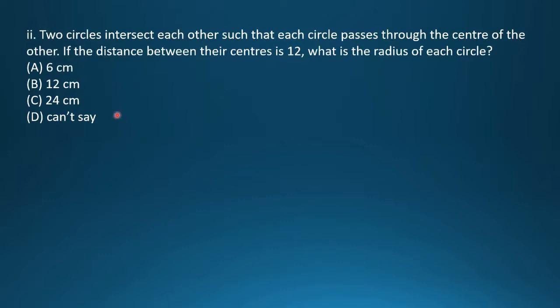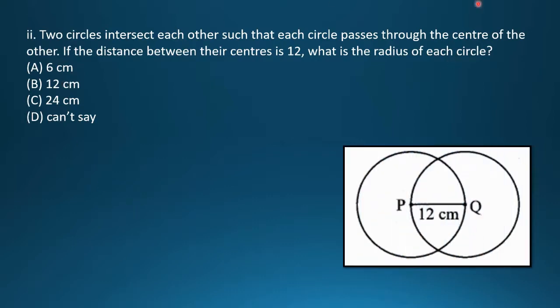Second question, two circles intersect each other such that each circle passes through the center of the other. If the distance between their centers is 12, what is the radius of each circle? If you look at the diagram, two circles intersect each other. Each circle passes through the center of the other. The distance between their centers, that is the distance between P and Q, is 12. We have to find the radius.